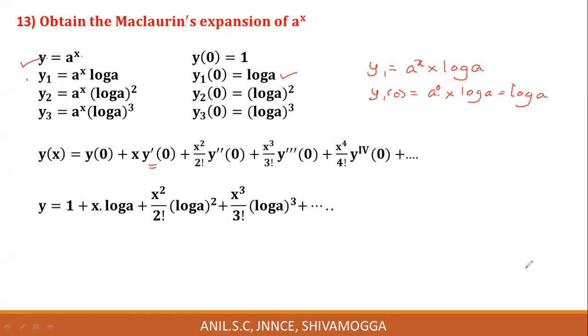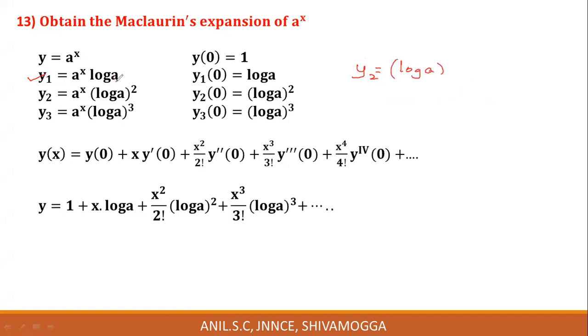Next, to find y2 or y double dash, we differentiate this expression of y1 with respect to x. Derivative of y1 is y2. Now differentiate this. Here log a is a constant, keep it as it is. Derivative of a power x is a power x into log a. Therefore, y2 is equal to a power x into log a into log a, which is log a whole square.